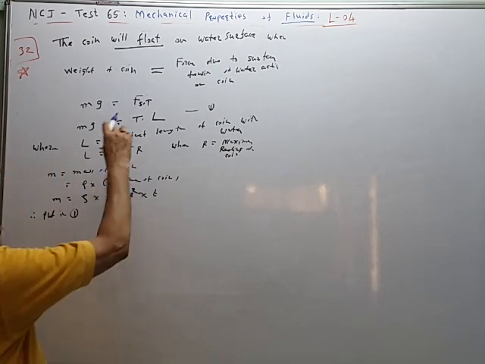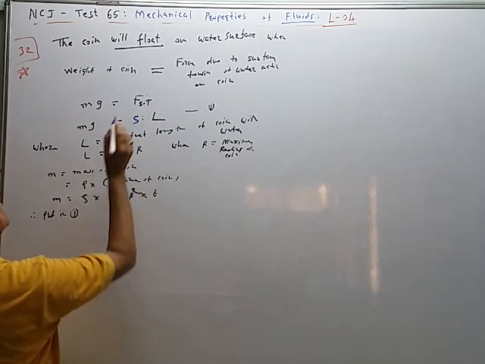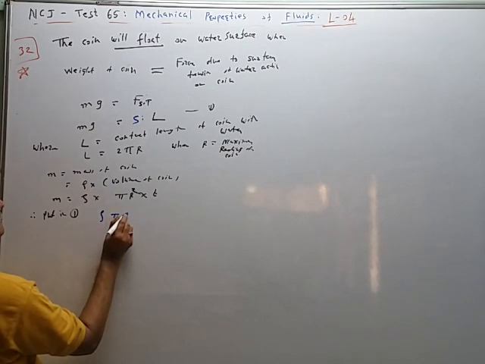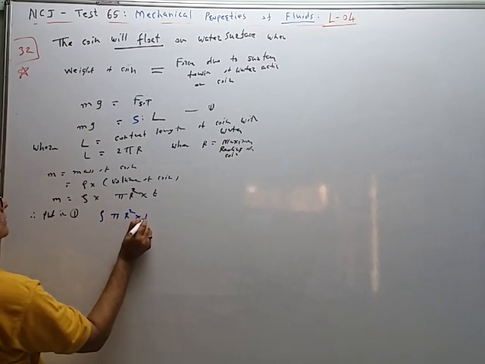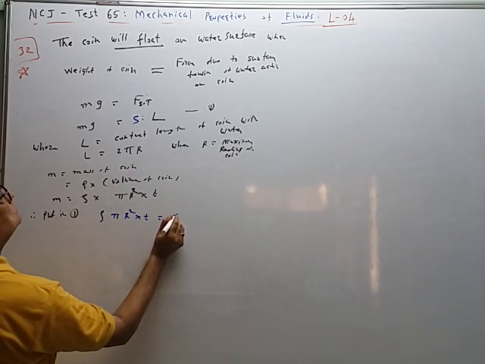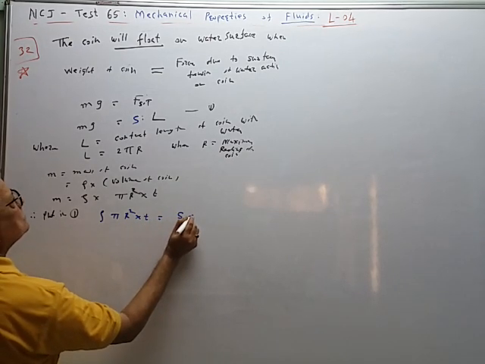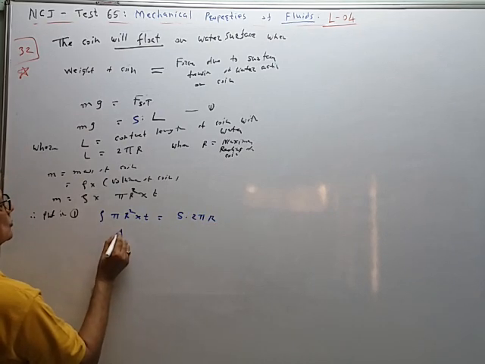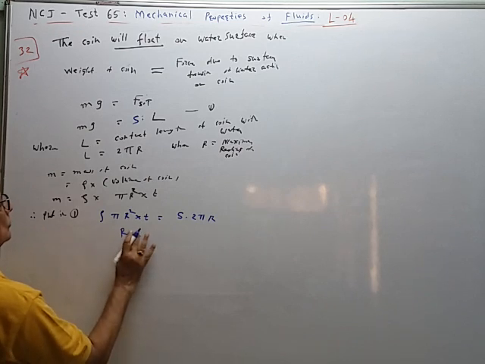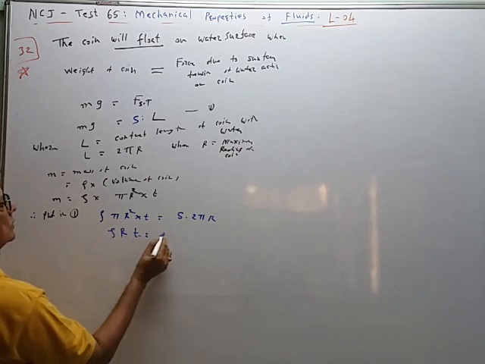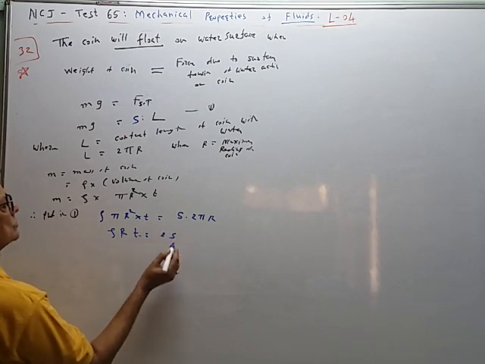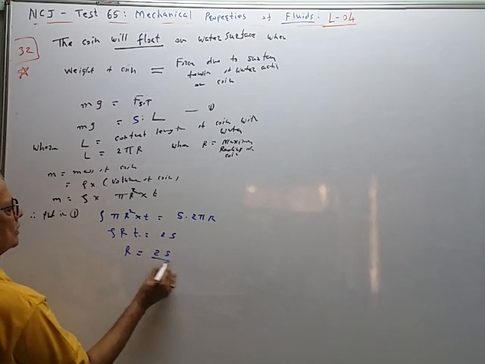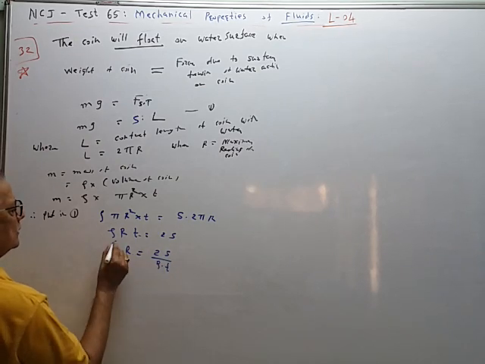Here the surface tension is denoted by S. Therefore rho pi r square multiplied by thickness T is equal to S, surface tension, into 2 pi r. So pi gets cancelled, one r gets cancelled, so rho into r into T is equal to 2S, and therefore r is equal to 2 times S upon density rho into thickness T.